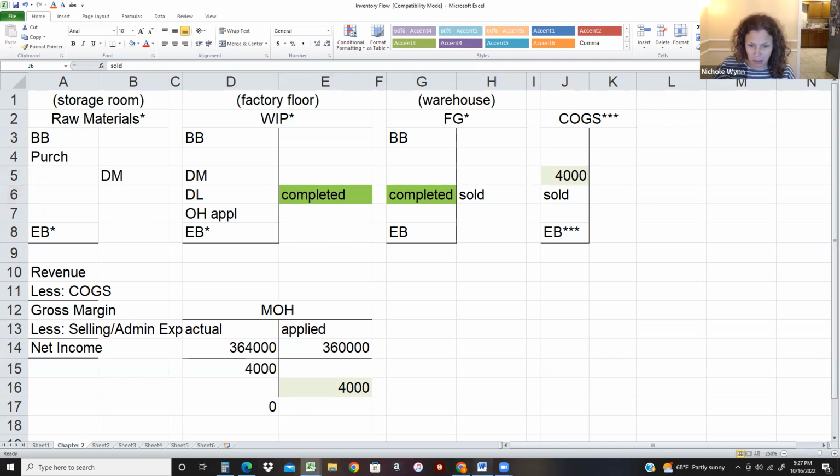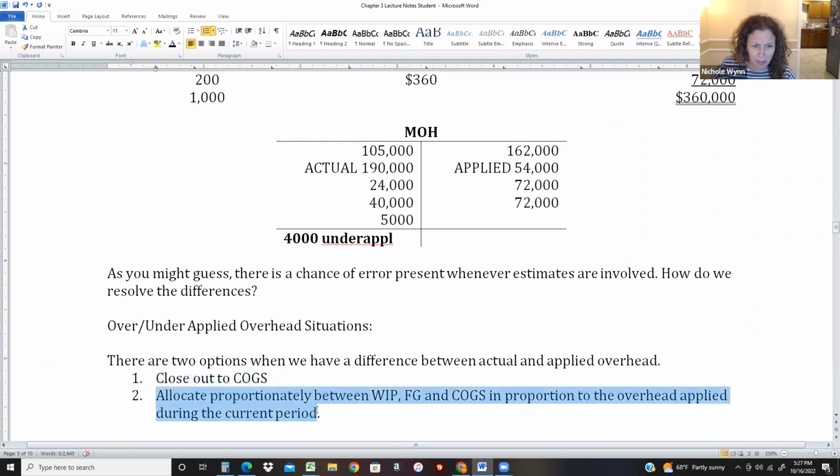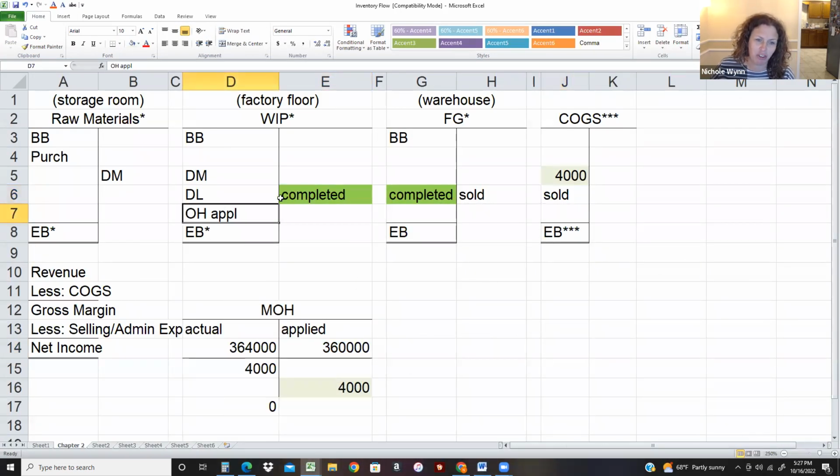The other way we do it is to allocate proportionately between WIP, finished goods, and COGS in proportion to overhead applied during the current period. So we look at the jobs that we started this year and figure out that some of them are still sitting in WIP, some are completed but not sold, and some are sold. So instead of just debiting COGS for the whole thing, we put maybe 1 here, 1 here, and 2 here. And so we allocate. I'm not going to make you guys do that in this class. We save that for cost accounting.